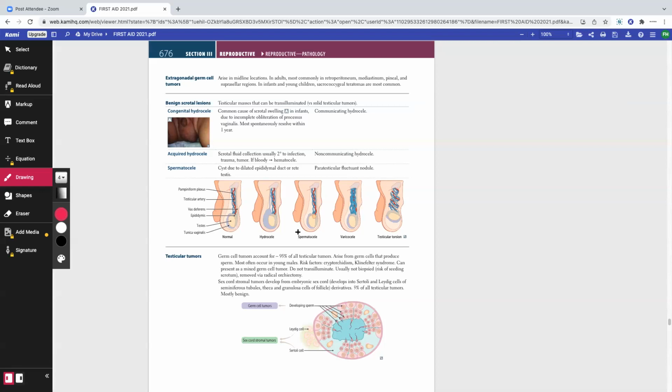Can you explain the procedures? I will explain the procedure, but does anyone know what embolization is?